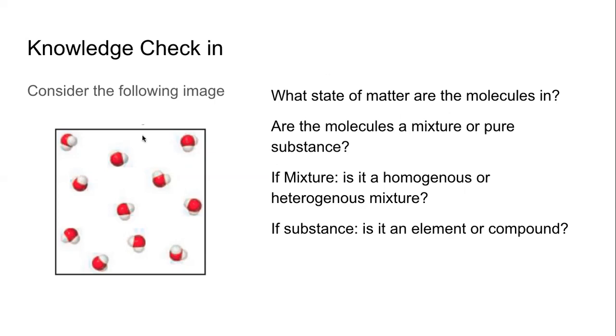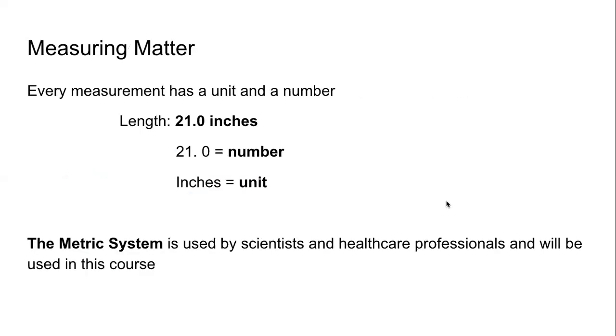The molecules are a pure substance. This is a pure substance. You can see that there's only one type of molecule here. If you recognize from earlier, these are water molecules. If it were a mixture, which it is not, we would talk about whether it was homogeneous or heterogeneous, but it's not. Instead, it is a pure substance. And because the substance is made up of 2 hydrogen and 1 oxygen, so more than one type of atom, we will say this is a compound.